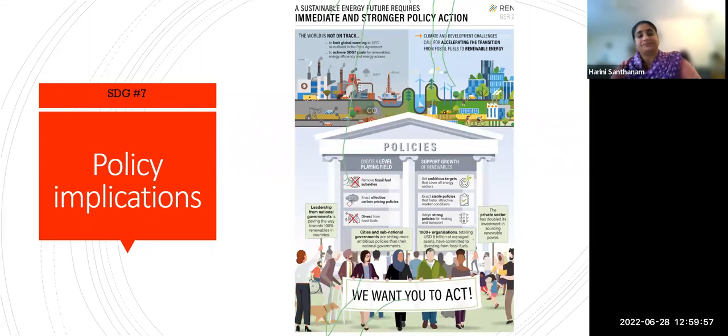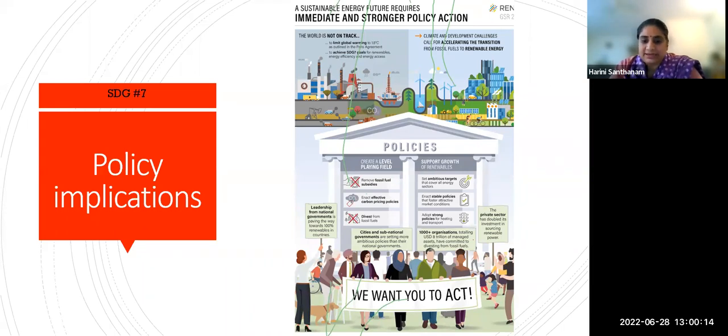Here, if you see, it does not stop only with having policy coherence, policy interaction. It also has to reflect on sustainable development in the form of policy implications. Here you can see an example. This is just a poster that I brought up.